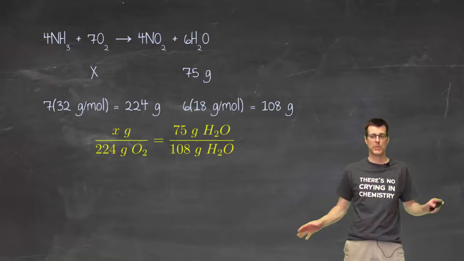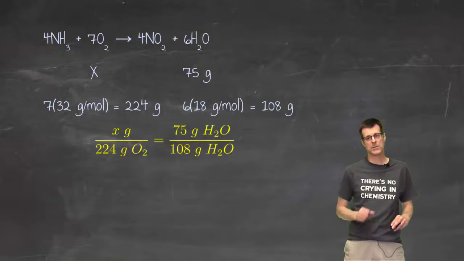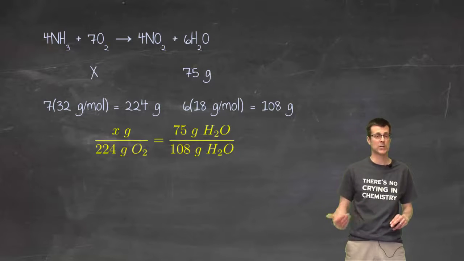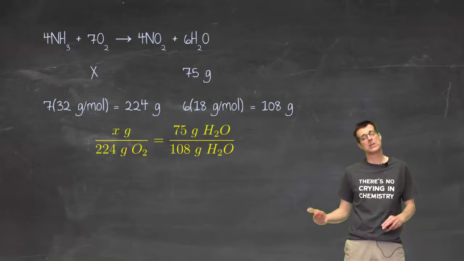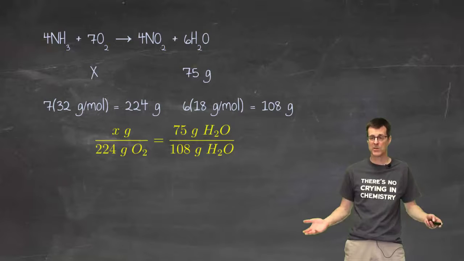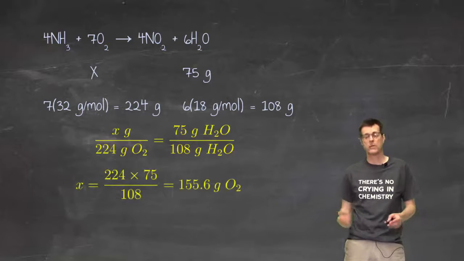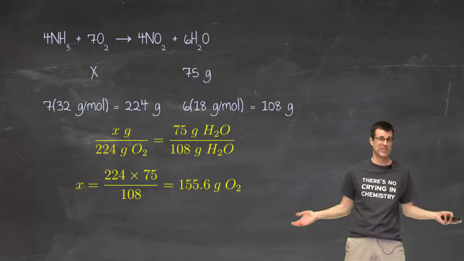Set up the ratio. If 224 grams of oxygen will be enough to produce 108 grams of water, how much oxygen is needed to produce 75 grams? Solve the ratio, Bob's your uncle, 155.6 grams of oxygen. That's all there is to it.